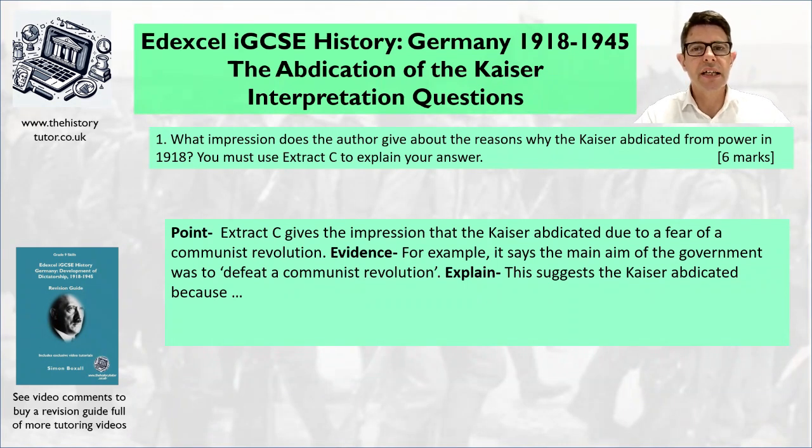Okay, so why do we think he abdicated? What can we explain about the communists? What threat did they have? What did the socialists think? What did Ebert think? Use a little bit of your knowledge, maybe one or two sentences to explain the suggestion you've made. Away you go.